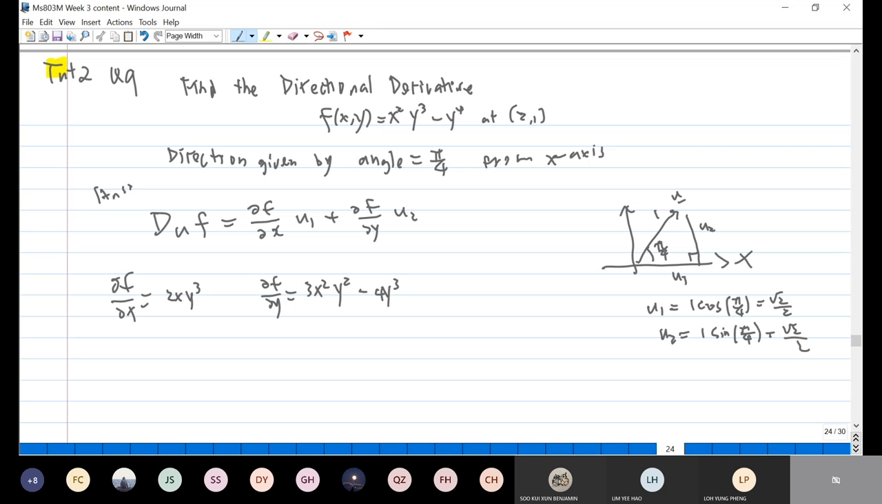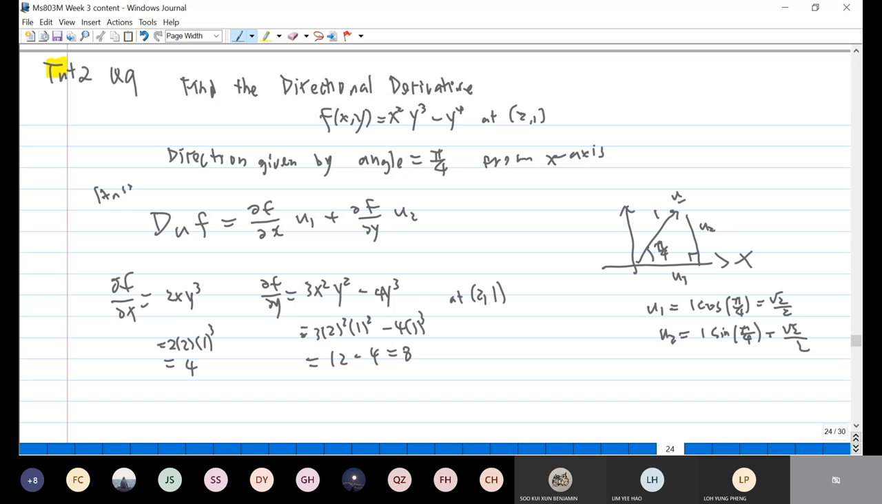Okay, put it in. So the point I want is (2, 1), so x equal to 2, y equal to 1. You get 2 times 2 times 1, which is 4. And at (2, 1), you get 3 times 2 squared times 1 squared, minus 4 times 1 cubed. That is 12 minus 4, which is 8.